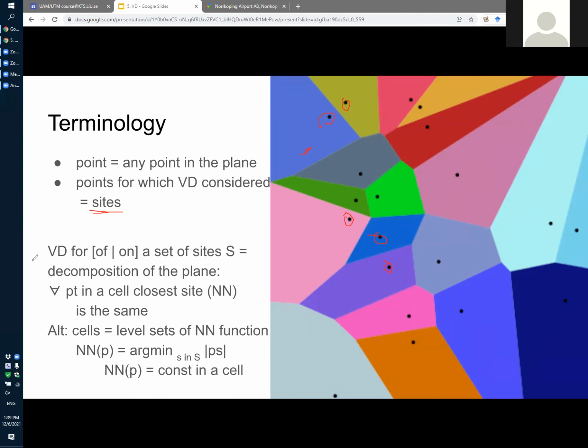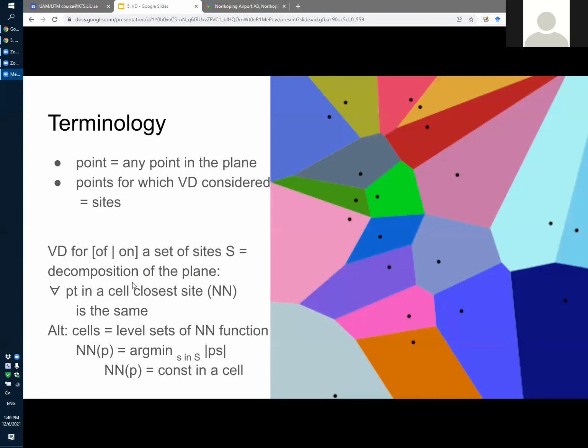And the formal definition of the Voronoi diagram for, or sometimes it's said of or on, a set of sites S, is a decomposition of the plane. Yes, we decompose the plane into cells, such that for every point in a cell, the closest site, or the nearest neighbor, is the same. Okay, so just to give this formal definition of something which is probably also intuitively clear and what we've been talking about in this lecture. So it's a decomposition of the plane such that the nearest neighbor among the sites is the same. Or if you want to speak in terms of functions, then the cells are the level sets of the nearest neighbor function, where the nearest neighbor of a point is essentially the closest site.